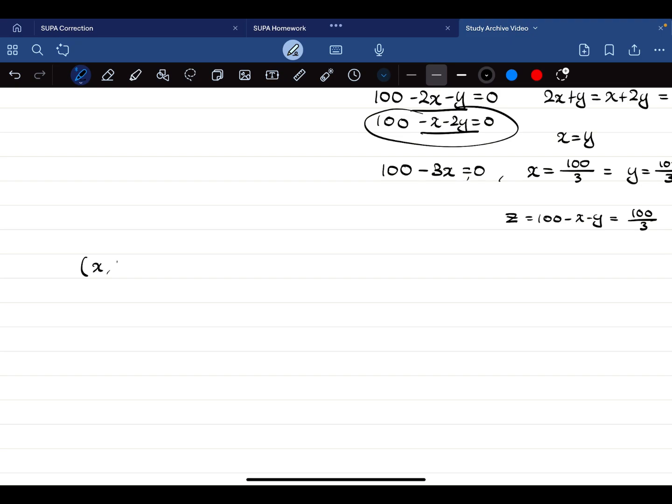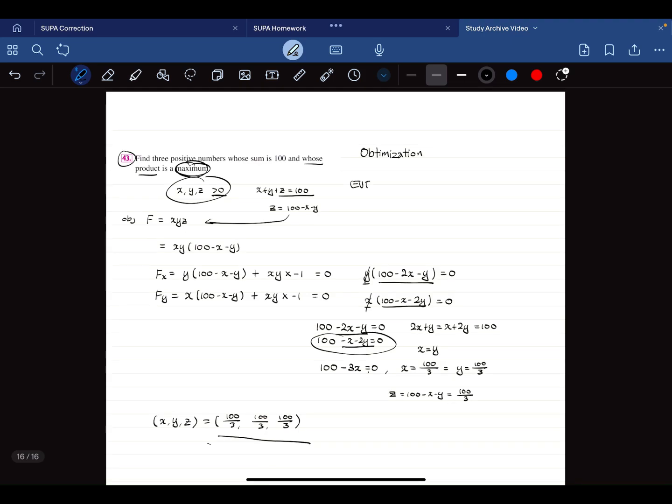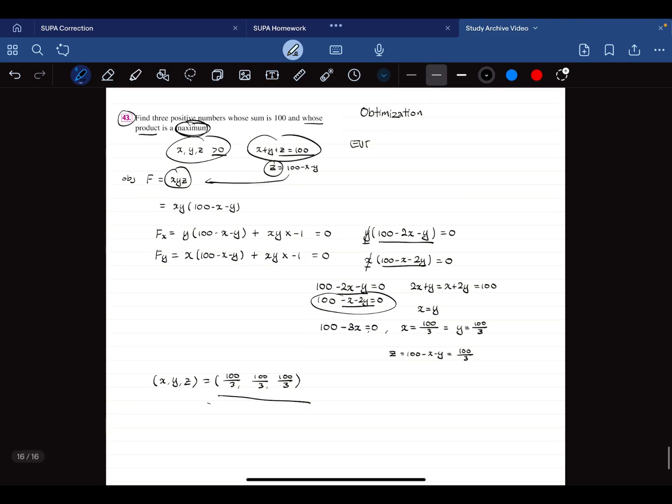So when it's a maximum, our three positive numbers are going to be 100 over 3, 100 over 3, and 100 over 3. And we can see that the maximum occurs when these are all equal because the function itself is symmetric and the constraint is symmetric. It doesn't matter which one you choose to substitute initially, all the variables are interchangeable, and that shows you that the maximum is going to occur when all of these are the same.